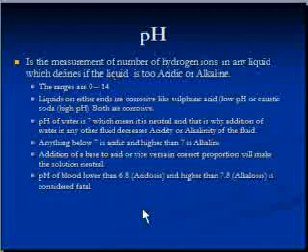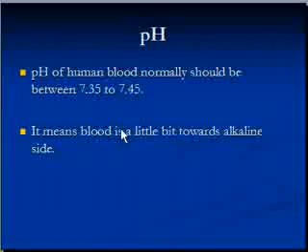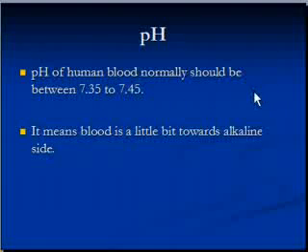pH of blood, if it is lower than 6.8, acidosis, or higher than 7.8, which means alkalosis, is considered fatal. pH of human blood should normally be between 7.35 to 7.45. It means the blood is a little bit towards the alkaline side because pH is more than 7.